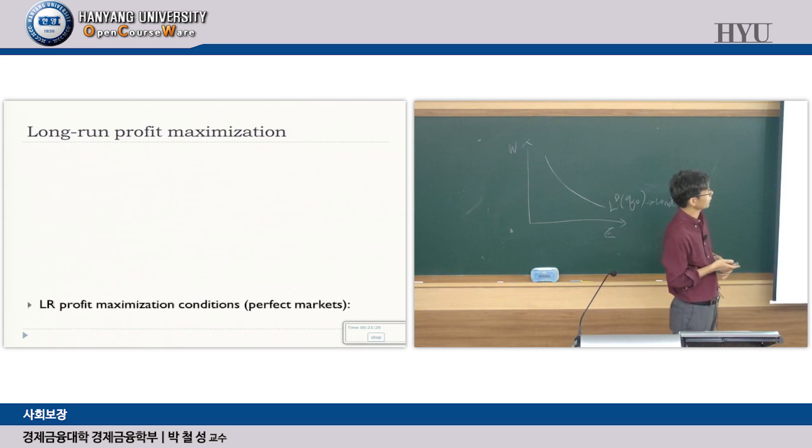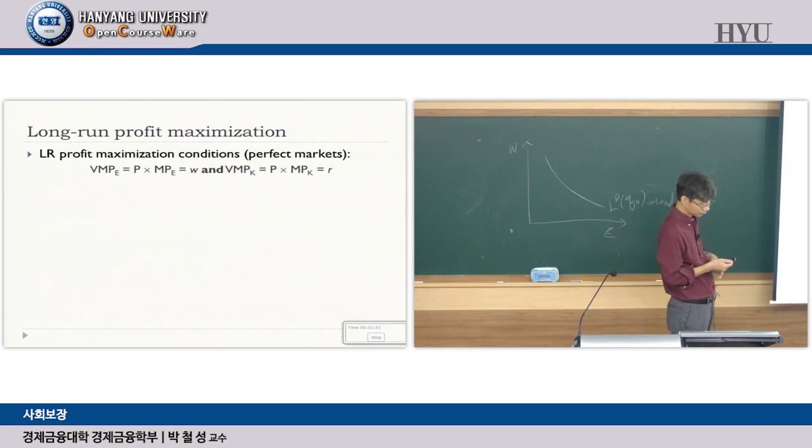study this problem mathematically, then you can find this is the condition. Okay, now look at the first condition. This is VMPL, the value of marginal product of labor, which should be equal to the wage. Okay, so this is the short-term labor demand curve side. Value of marginal product of labor should be equal to the wage. So what you get using employment, using labor, should be equal to what you pay for labor.